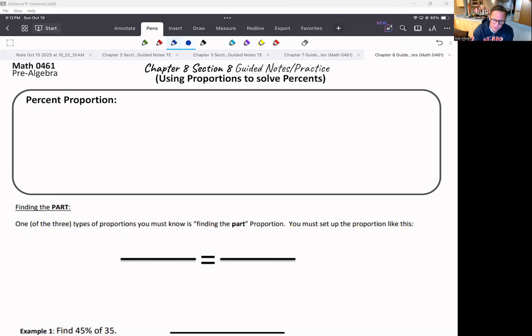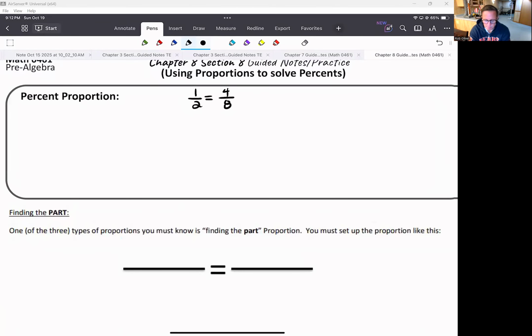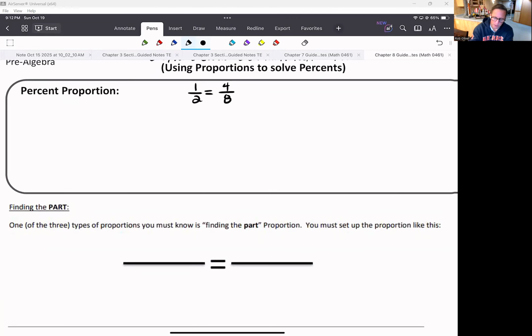Now remember, a proportion is where you have one ratio, like 1/2, and you make it equal to another ratio, like, I don't know, 4/8. It's where you have one ratio equal to the other, thus making a proportion. That's where it gets its name from. When we do a percent proportion, part of the proportion is going to be unknown. It's going to be an n or an x, whatever variable you assign it. So let me get into it.